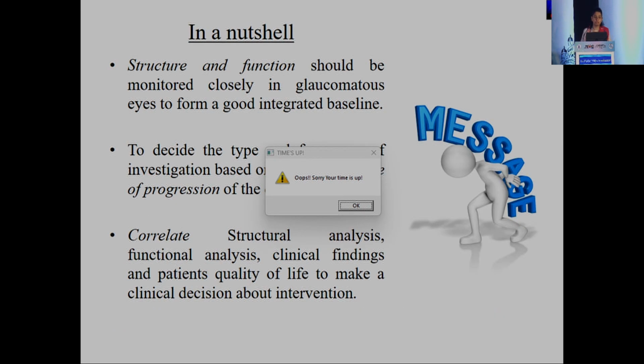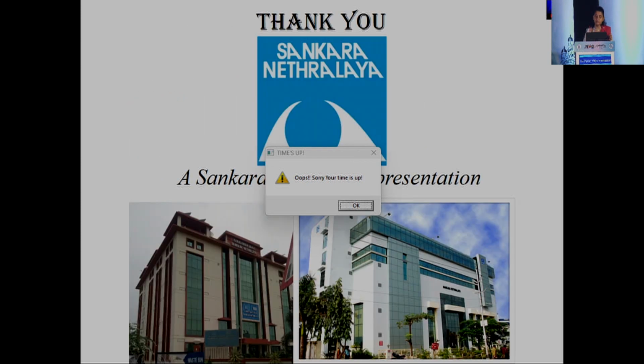So in a nutshell, structure and function should be monitored closely in glaucomatous eyes, and we should decide the type of investigation and the frequency of investigation based on the progression seen on these investigations. And we should correlate structure, function, but not just these two, clinical findings and patient's quality of life to make a clinical decision about investigation and the further interventions.